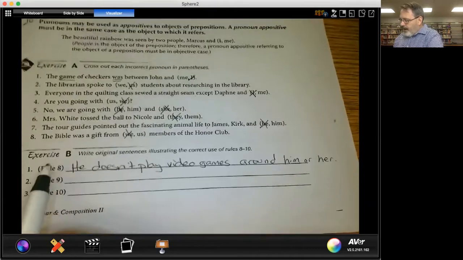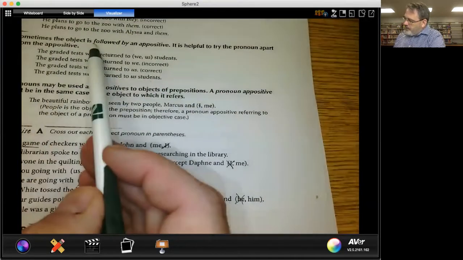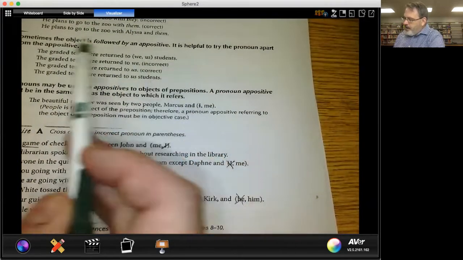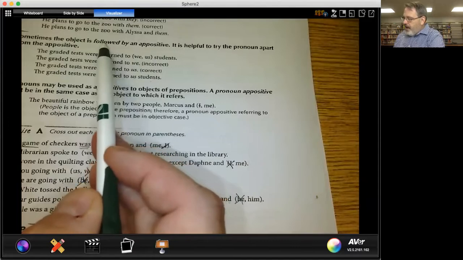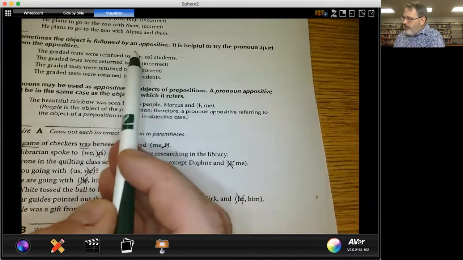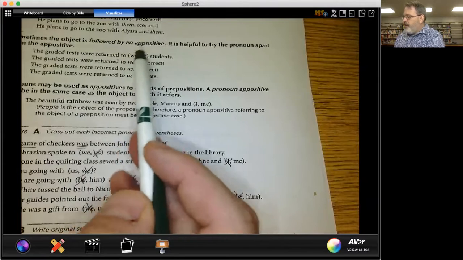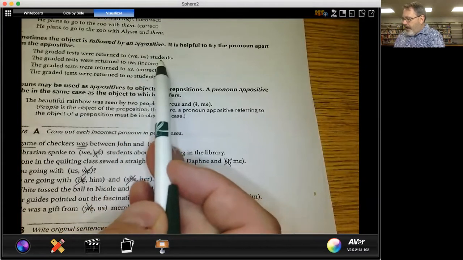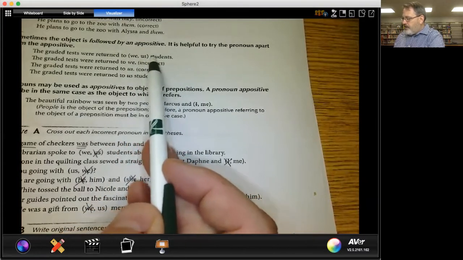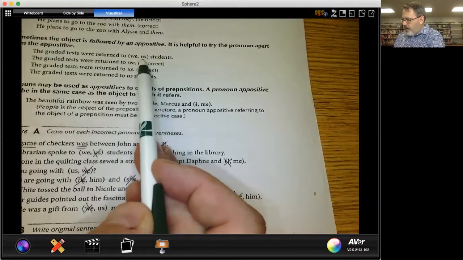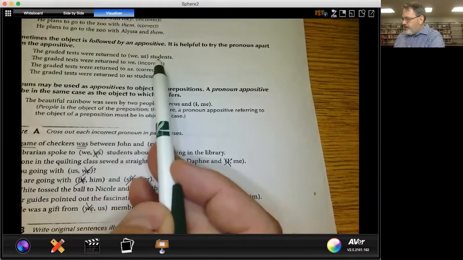Okay, rule 9. Sometimes the object is followed by an appositive. So we need a prepositional phrase that has a pronoun for its object and then an appositive after. So us students: us is the object of the preposition to us. Students is the appositive.